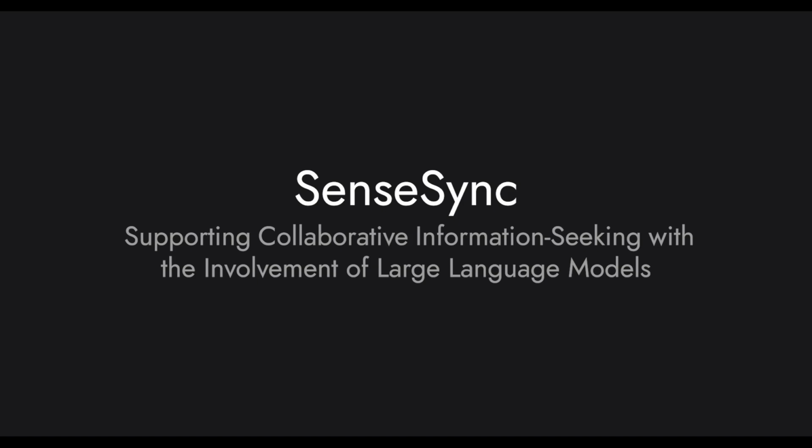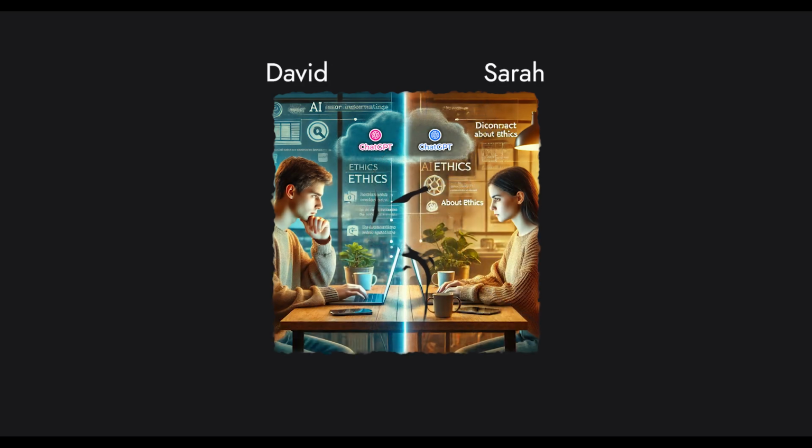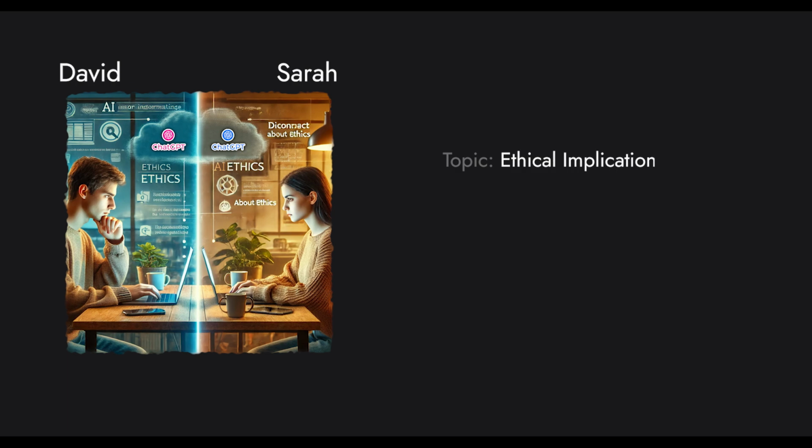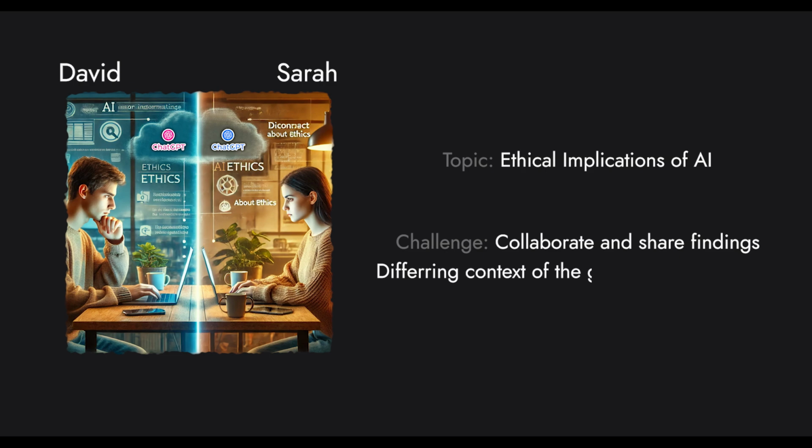In this video, we present a scenario that illustrates how our system, SenseSync, supports collaborative information seeking tasks when LLMs are involved. David and Sarah, two university students, are working on a report about the ethical implications of AI. They typically use ChatGPT to quickly gather information on their own, but struggle to collaborate and share their findings due to the differing context of generated information.